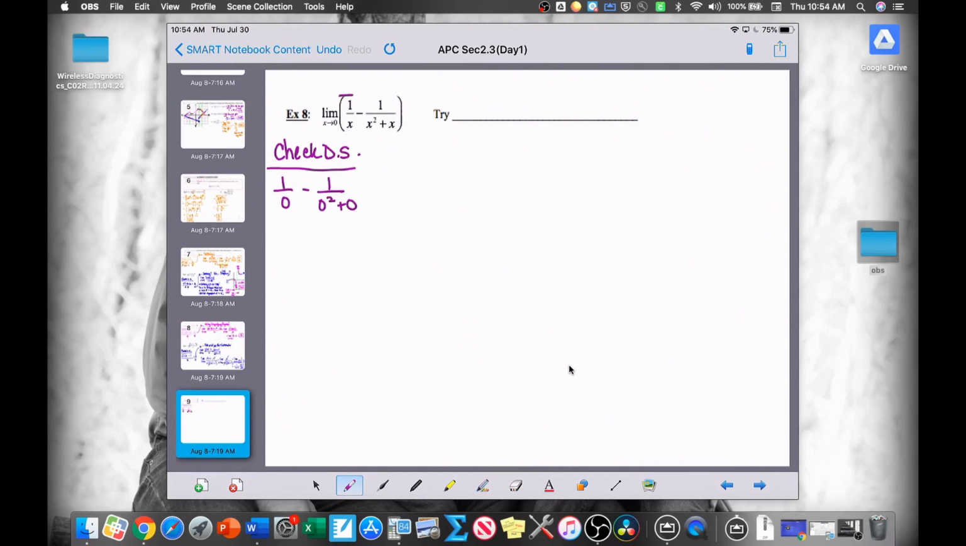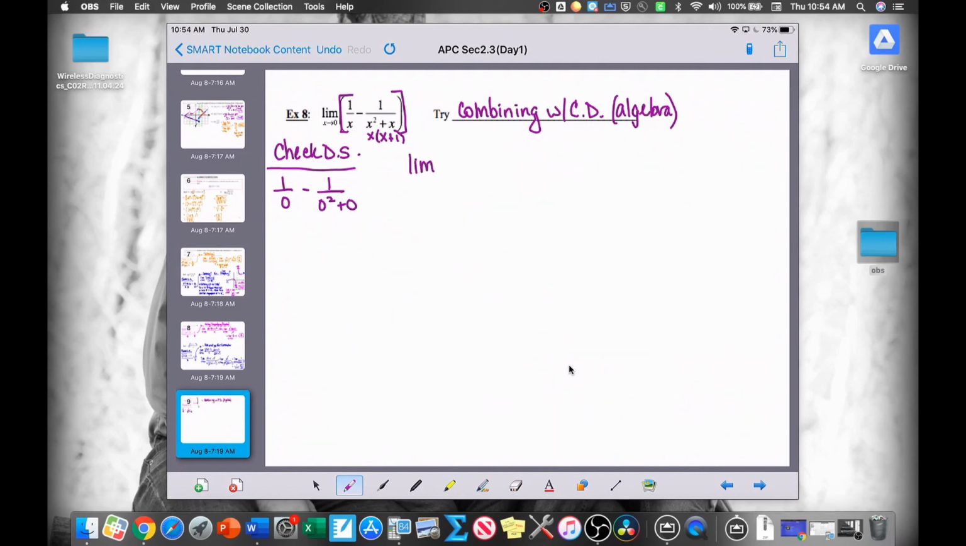Now, based on the fact that we're taking the limit of two fractions that are being subtracted from each other, the first thing that comes to mind is to try combining these two fractions together with a common denominator. So basically just doing some rational expression algebra, which we've been doing since Algebra 1. The first thing I want to point out before we combine these together is that the denominator of the second fraction could be factored into x times x plus 1. So when we need a common denominator for x and x times x plus 1, that common denominator is going to be x times x plus 1.